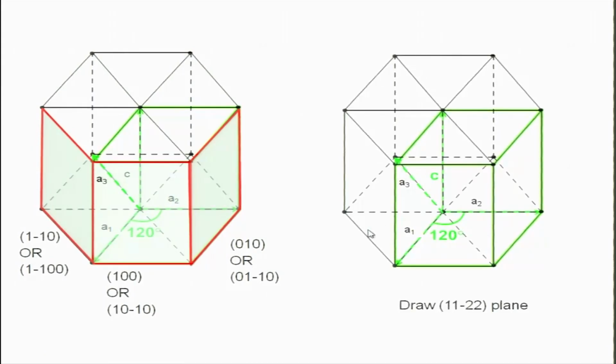Similarly, now if you want to draw, for example, the 1 1 bar 2 2 plane, let us say I choose the indices 1 1 bar 2 2. So this is the 1 1 bar 2 2 plane. How do you draw this plane?